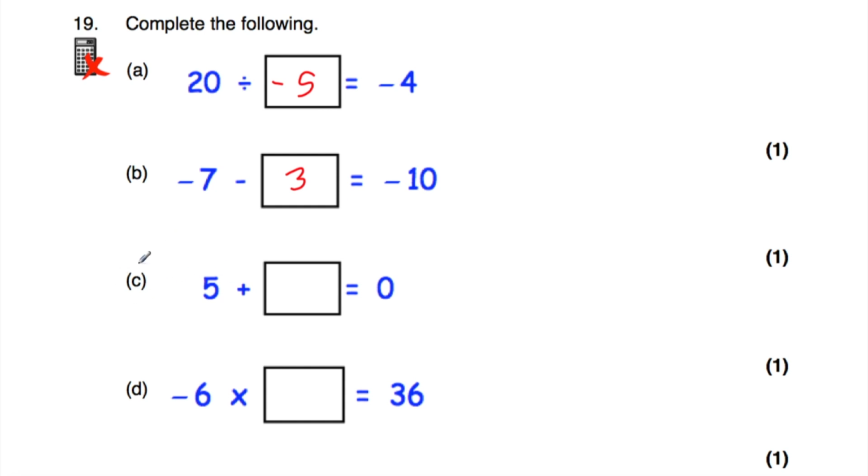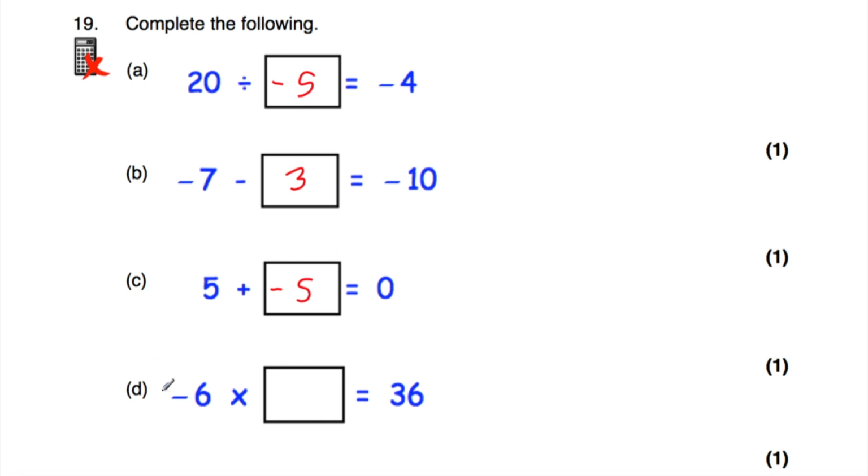Part C. Part C, we've got 5 plus something is equal to 0. Now, if we've got 5 and we're adding something to it and we're going to get to 0, that means we're going to be adding a negative number because we're going back down. So it can be a negative. So 5 plus negative something is equal to 0. Now, if we're at 5 and we want to go down to 0, we're going to want to go down 5. So it's going to be 5 plus negative 5. And 5 plus negative 5, well, it's going to be the same as 5 take away 5, which is 0. So that's it. So 5 add negative 5 would bring us to 0.